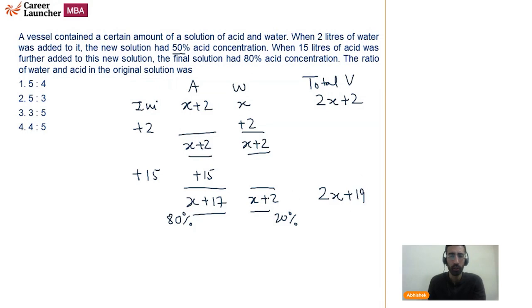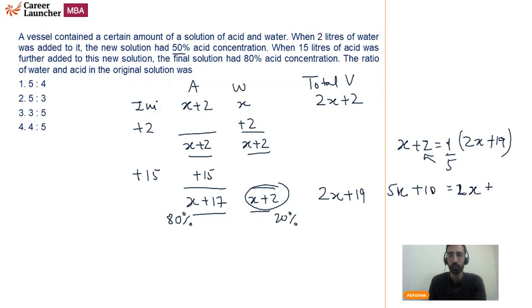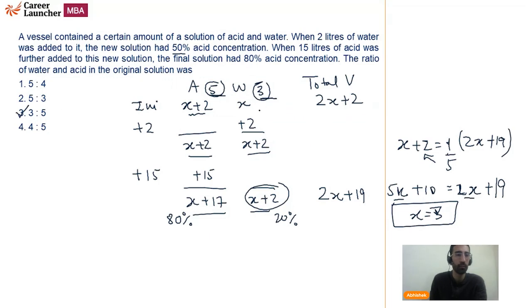So if you want to solve this using equation, you can just say x plus 2, the amount of water, is 20% of the total volume, 1/5 of 2x plus 19. That will immediately give you the value of x, right? So if you solve this till 5x plus 10 is 2x plus 19. 5x minus 2x is 3x, which is 9, so x is 3. So initially acid was 3 plus 2, 5 liters, and water was x, 3 liters. So the ratio of water to acid is 3 to 5, option 3. I hope this is clear.